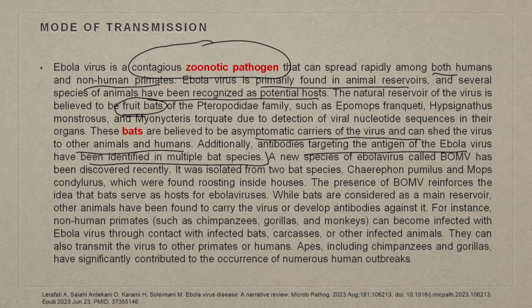So, this is pretty much, if you look at it, that among the non-human primates, chimpanzees, gorillas and monkeys can become infected with Ebola virus through contact with infected bats and the carcasses of other infected animals. So, this brings us to another important point: when you have to eliminate the carcass or the cadaver, you have to do it in a very confined environment.